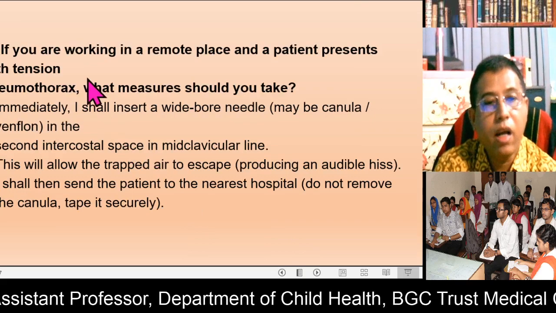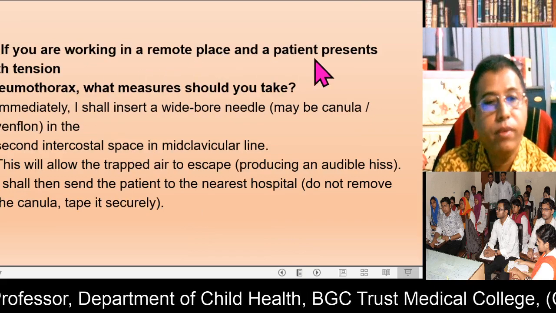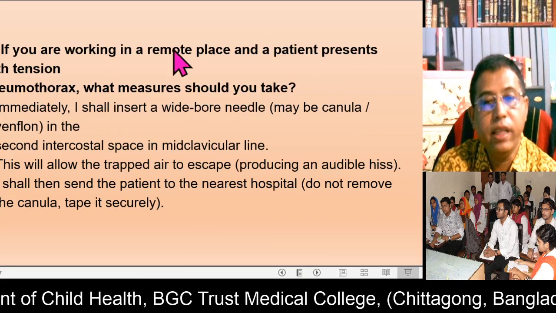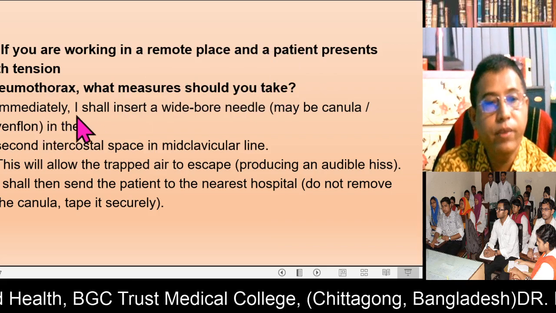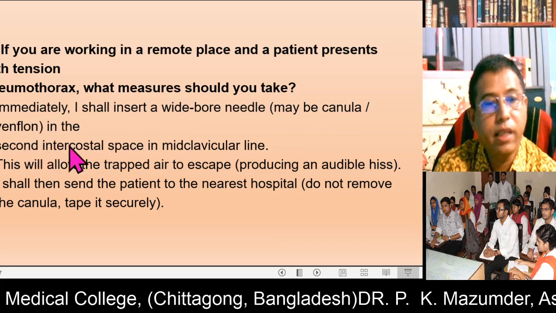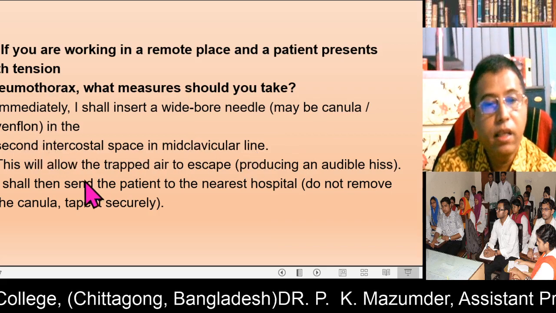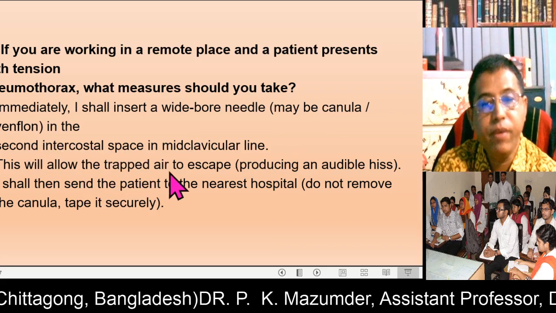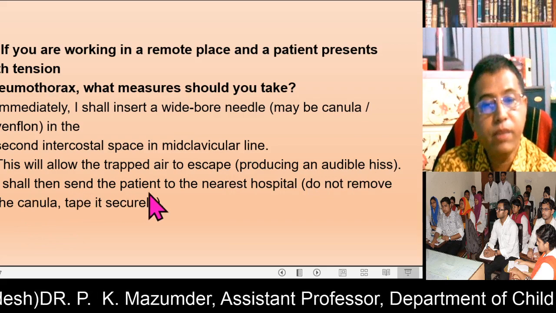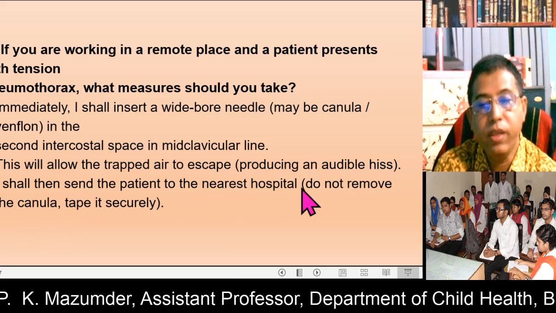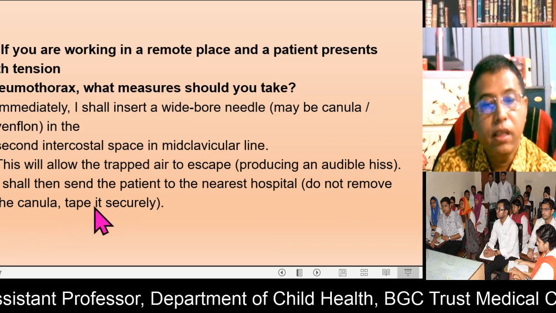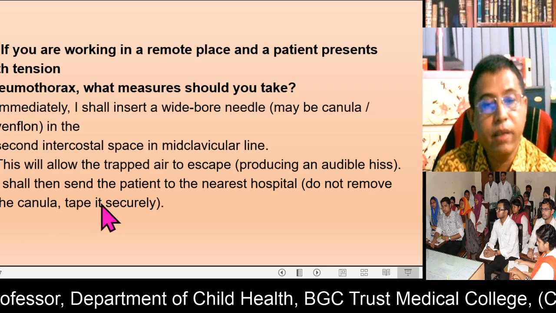If you are working in a remote place and the patient presents with tension pneumothorax, what measures should you take? It is asked in the viva board. Your answer is: immediately I shall insert a wide bore needle, maybe a cannula or Venflon, in the second intercostal space in the mid-clavicular line. This will allow the trapped air to escape, producing an audible hiss. Then I should transfer the patient immediately to the nearest hospital, and tape the cannula securely.